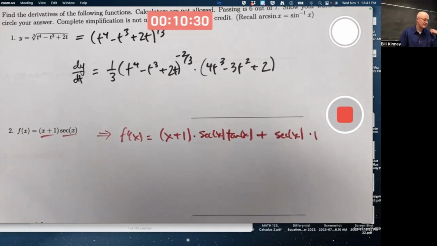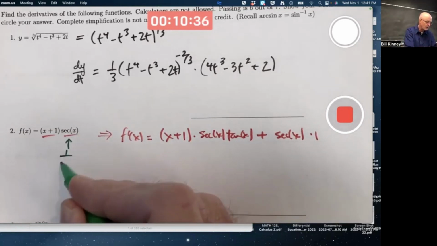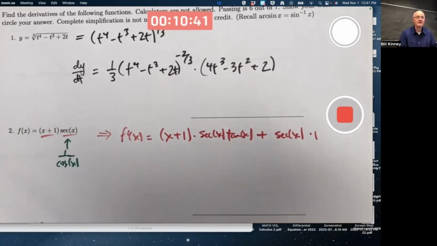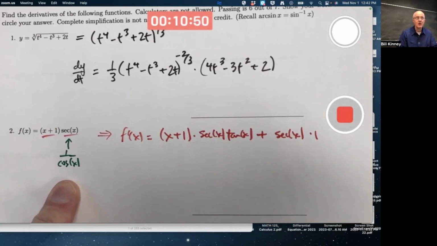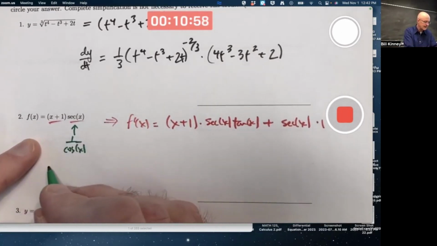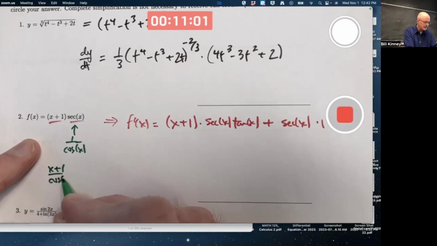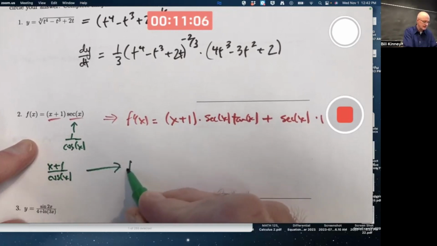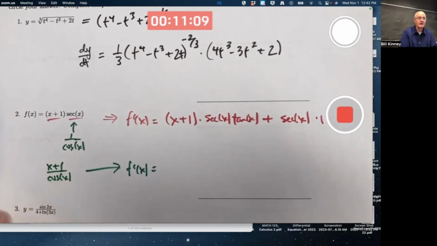I did give you a hint that if you don't have the derivative of secant memorized, you could derive it. You could think of secant as 1 over cosine of x. But that led to some trouble for some people because when they took the derivative of 1 over cosine of x, they did it wrong. 1 over cosine of x is a quotient. So you need the quotient rule for that part if you want to do it this way. In fact, you could think of the entire thing, x plus 1 times secant of x, as itself a quotient and differentiate this, if you prefer, with the quotient rule as an alternative way to do it.